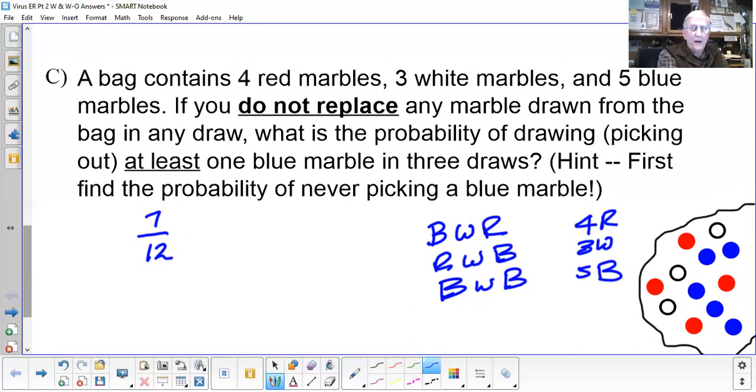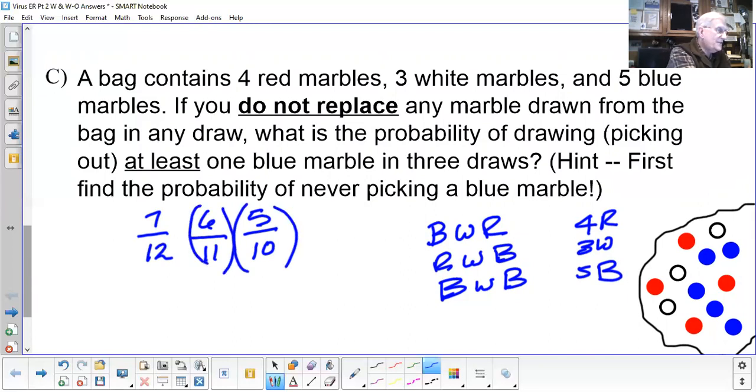Now we're not putting the marble we drew out back, so in the second draw, we don't have 7 marbles anymore that are not blue. We only have what? We only have 6 of them. So that would be 6 ways out of a total of how many left in the bag? Only 11. All right? And if we go to the third draw, we have only 5 marbles left in the bag that are not blue out of what? 10. So what is the answer to this?